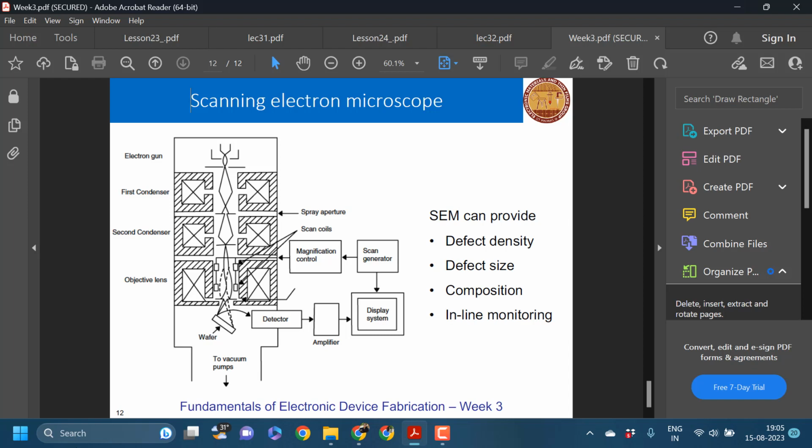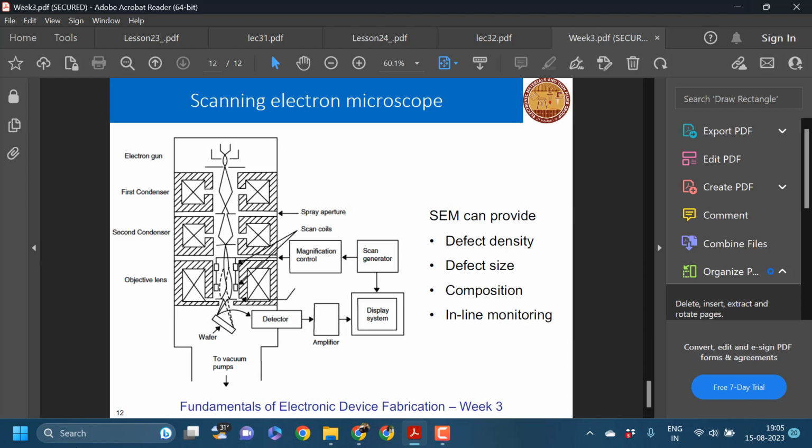So basically, defect detection in terms of IC can be done using scanning electron microscope or transmission electron microscope. And if the features are very large, it can be done using an optical microscope as well. If we are using a scanning electron microscope, we will be able to get the surface morphology of the layer that we have deposited, and the surface defect density, defect size, composition, etc. can be found out.